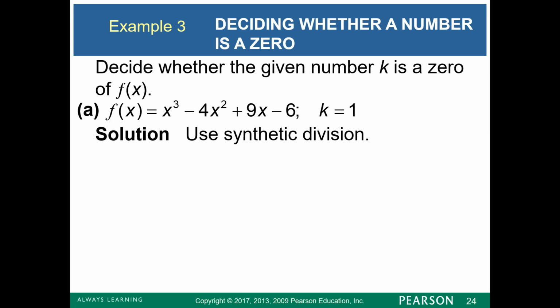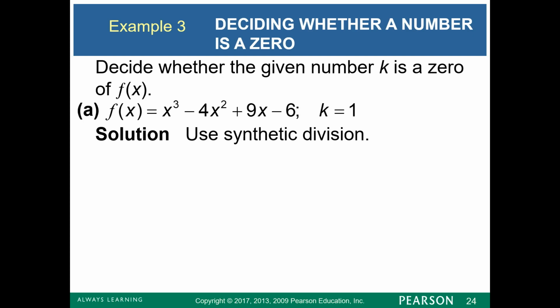So we have to decide whether k equal to 1 is a 0 or not. You have k equal to 1, and your function is x cubed minus 4x squared plus 9x minus 6. So you use synthetic division. Now you write down 1 here, or you can simply plug in 1 here.